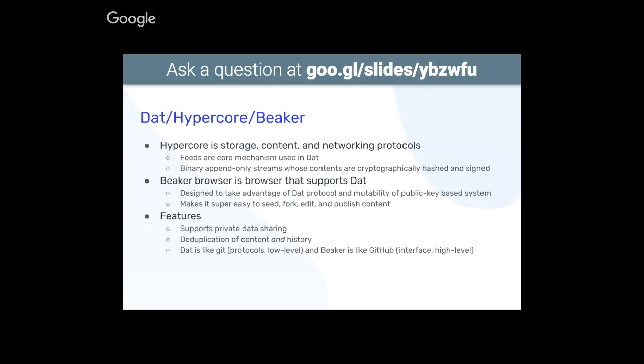Anyway, in general, that project supports private data sharing, deduplication of content, and history of that content, which is very nice. And you can almost think of it like DAT is Git. It's the protocols and the low-level interactions, and then Beaker is GitHub. Right? It's that higher-level interface that lets you do things like forking, editing, and publishing. That's the way I think about it, and I think it's a very nice ecosystem. If you're developing sites and things like that, I highly recommend you check it out.